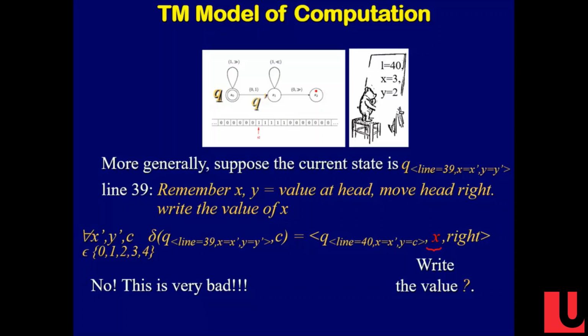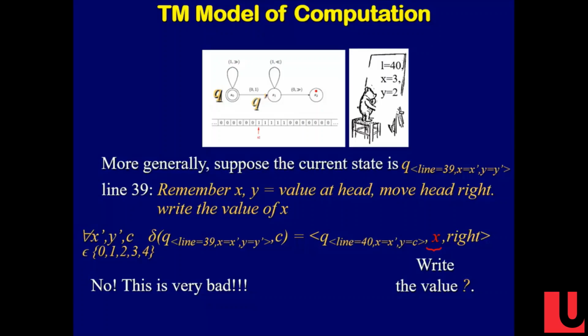Y equals C? Yeah, because the new value of y, I'm reading off the tape, right? So what is it saying? If I'm in a state with this name and I'm reading a C, then the name of the new state should incorporate y to have this value, right? And the value to write is not a variable. The value to write is x prime.